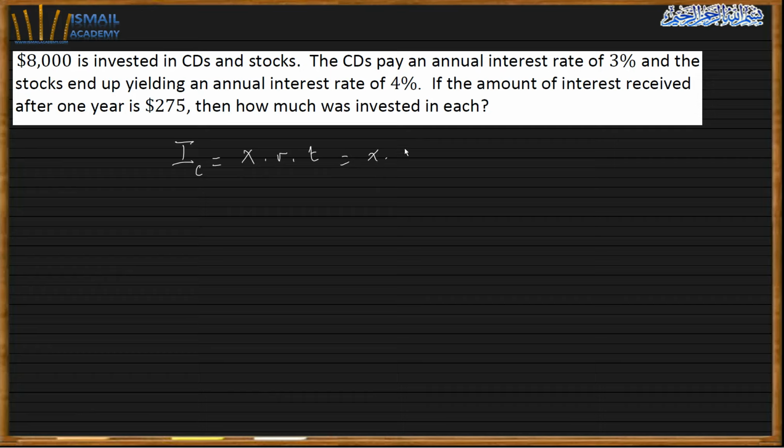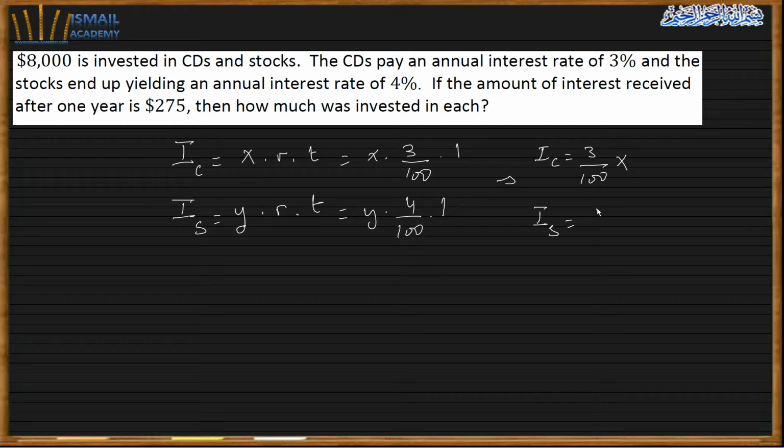So it's going to be x times 3 over 100 times 1, which is the number of time, which is 1 year. For the stock, which I don't know, it's going to be y times the rate times t. So it's going to be y times 4 over 100 times 1. So which means that my interest of CD is going to be 3 over 100x, of stock 4 over 100y. So what I know, if I add both interest, it will give me 275, which means that I will have IC plus IS is 275.